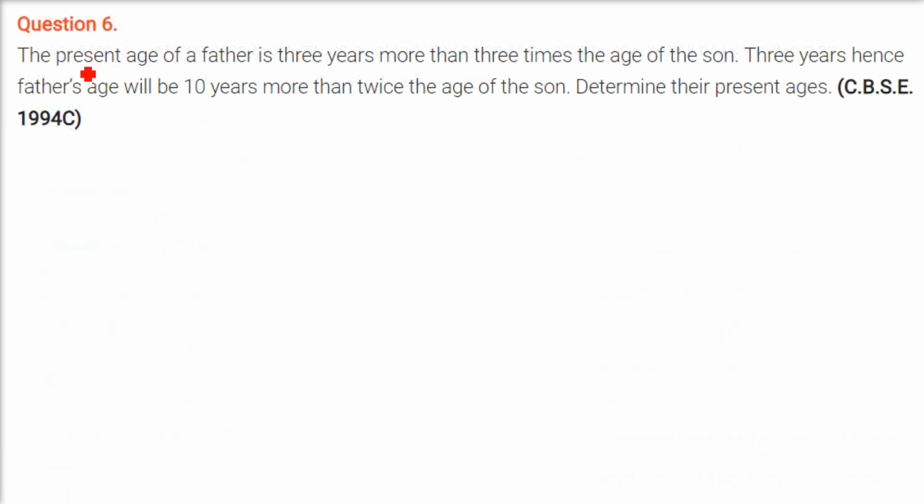Now, the present age of father is 3 years more than 3 times the age of son. So we assume that the age of father is x, age of son is y, the present age. 3 times the age of son is 3y, and he is 3 years more than 3 times. So this is our first equation: father's age is 3 times plus 3 more.